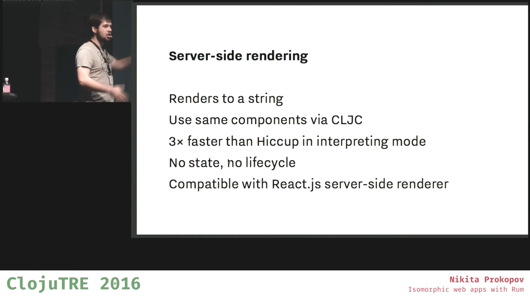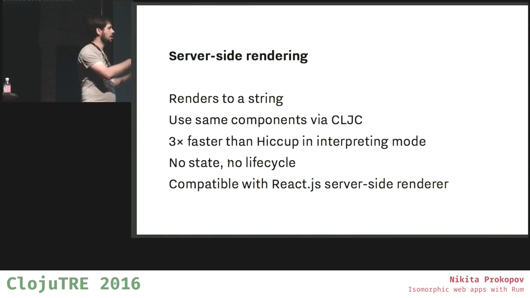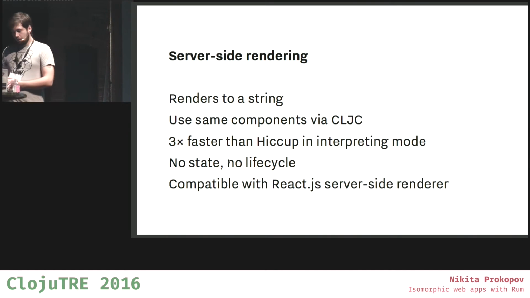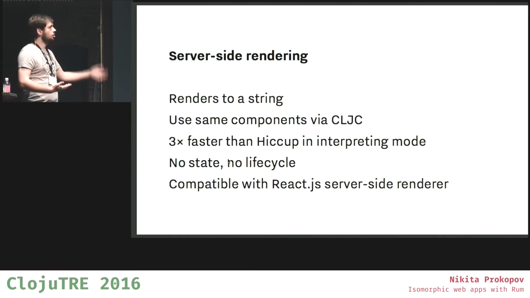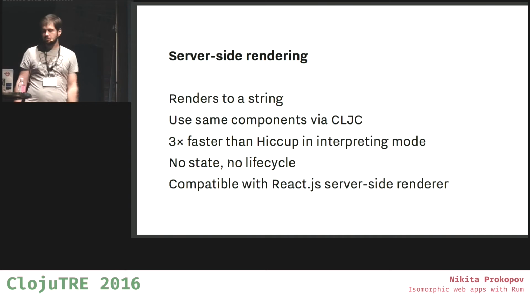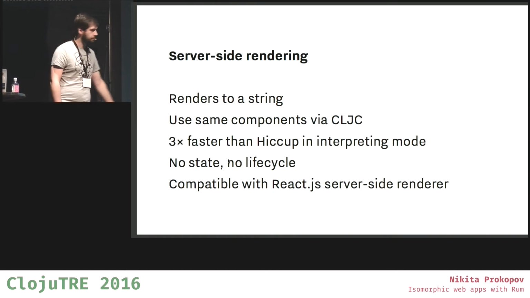But it really shines if you combine that with the front end. So if you use the same components, you pre-render them on a server, you get the initial state of your application, then you pass it to the client and you start React.js there, it will actually be able to reuse that markup and start much faster. And you will be search engine friendly, and the browser will be able to show you HTML before the JavaScript has even started. So server-side rendering, isomorphic web applications are possible with Rum pretty easily.